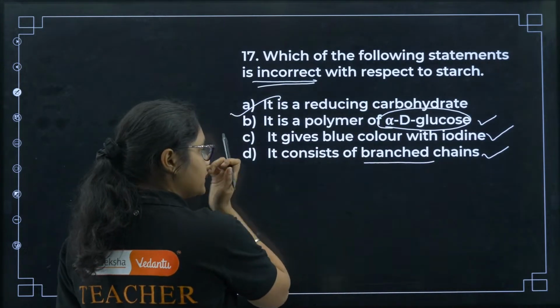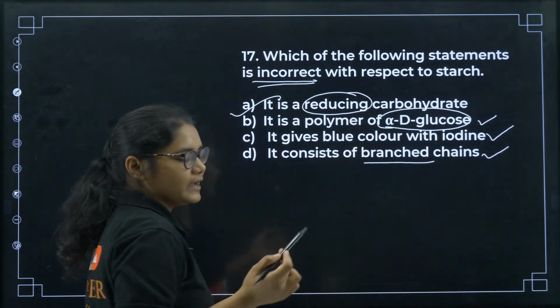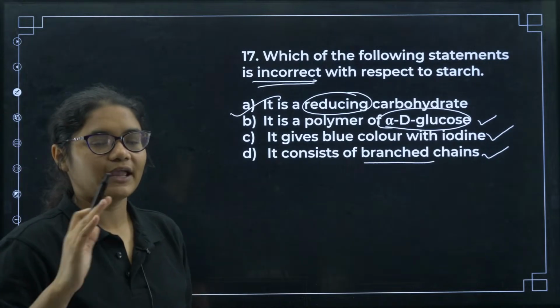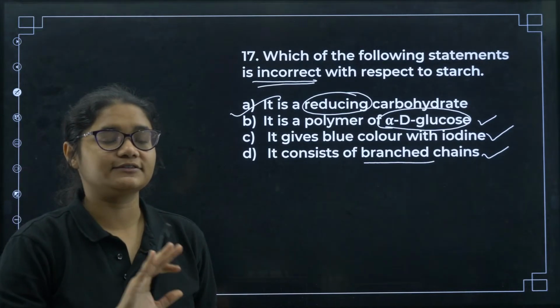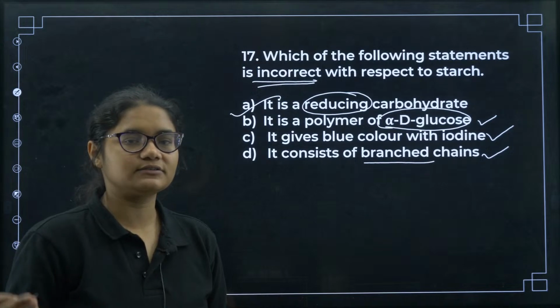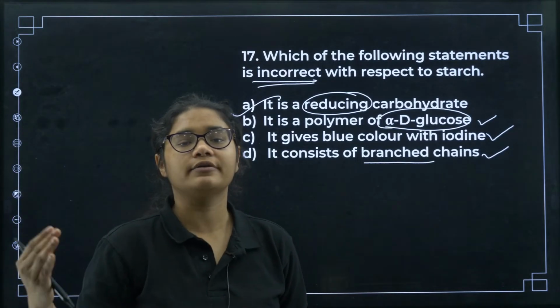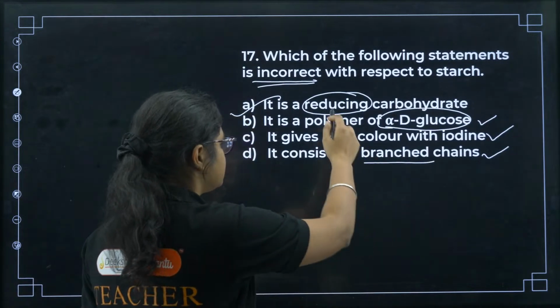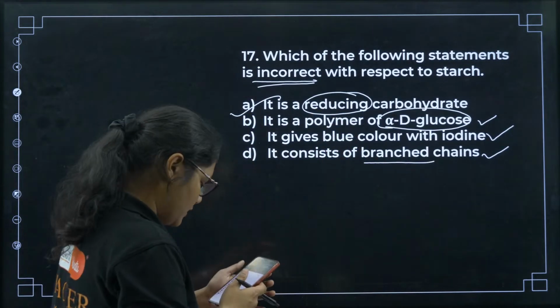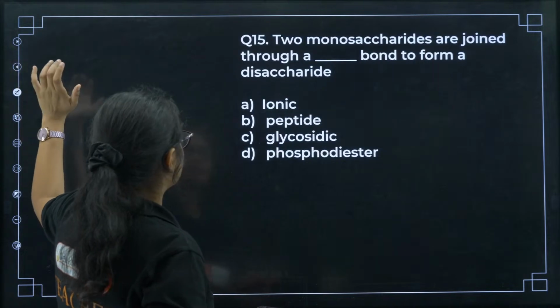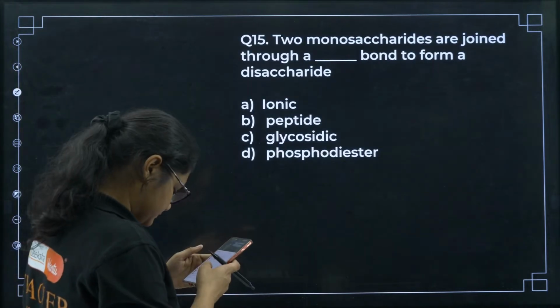Now for reducing sugars, we need free aldehyde groups. But in case of any polysaccharide, disaccharide, there is no free aldehyde group. So that is why generally the polysaccharides and disaccharides are non-reducing sugars. So that is why this statement is incorrect. Okay. Moving to next question number 15 here.